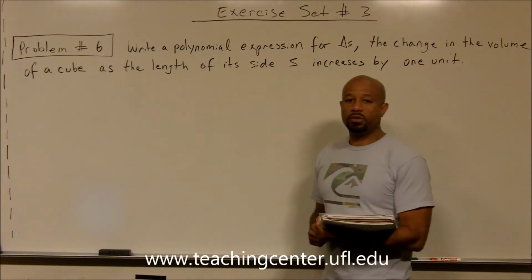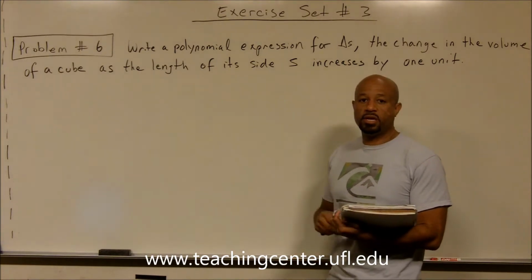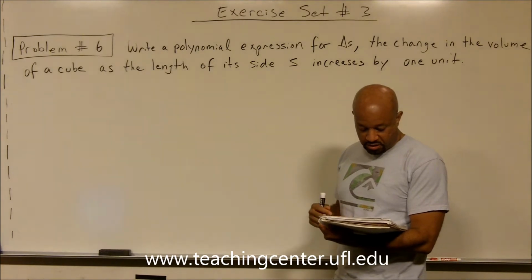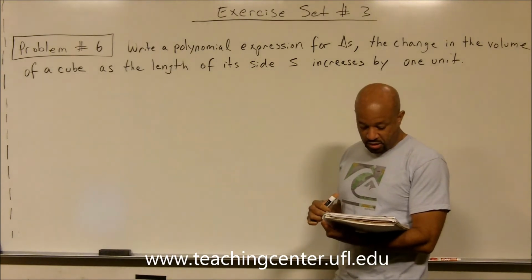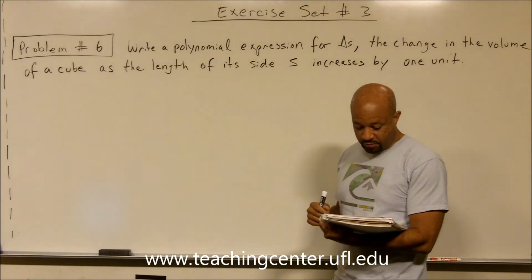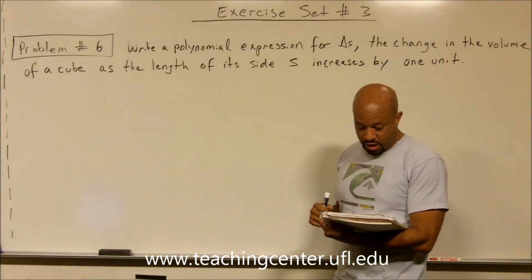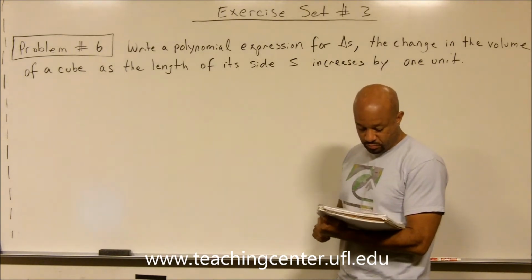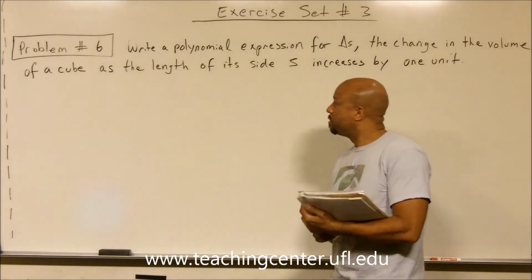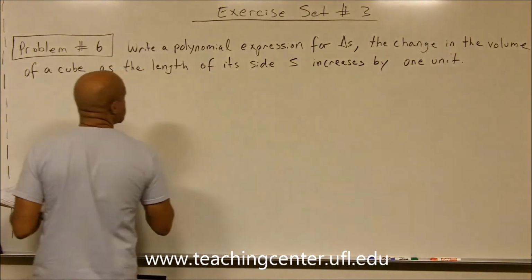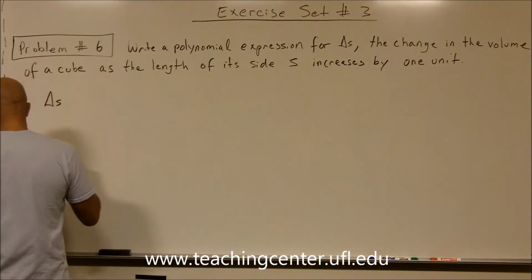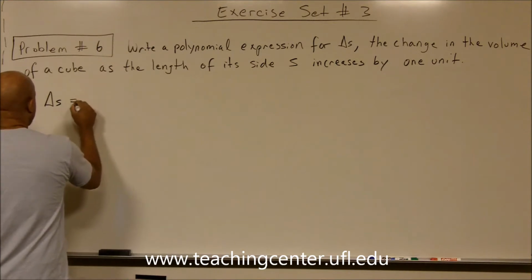So I'm going to work through problem number 6 in exercise set number 3. And in this problem it asks, write a polynomial expression for delta S, the change in the volume of a cube as the length of its sides increases by 1 unit. Okay? And so they want you to write an expression for delta S. Okay, and delta S is the change in volume.